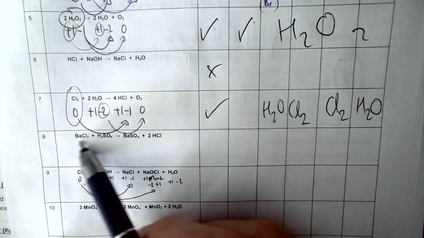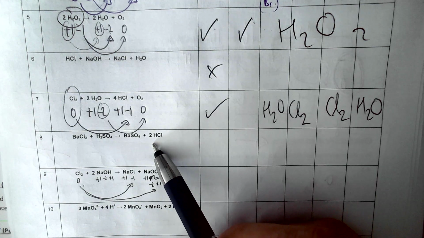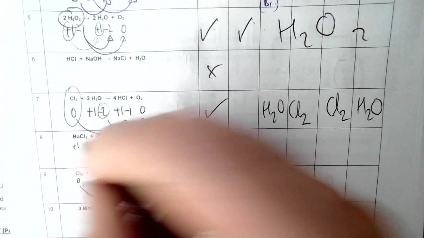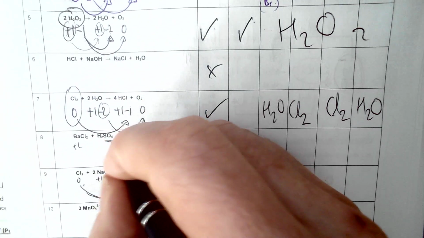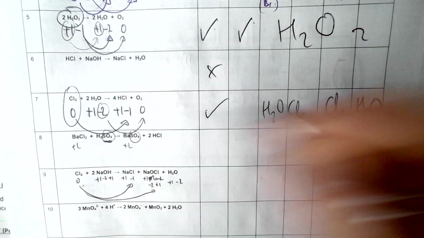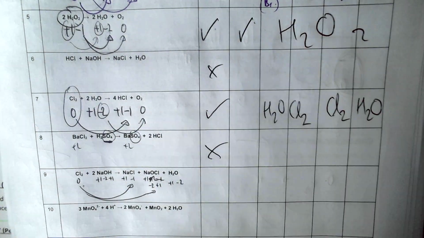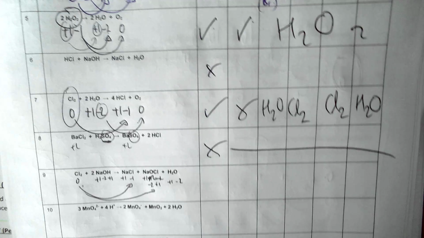I'm just looking at this now. This is not redox either. I'm seeing that straight away. Barium 2+, barium 2+, sulfate, SO4, sulfate. Nothing is changing there. That's not redox. That wasn't disproportionation, so that's easy.